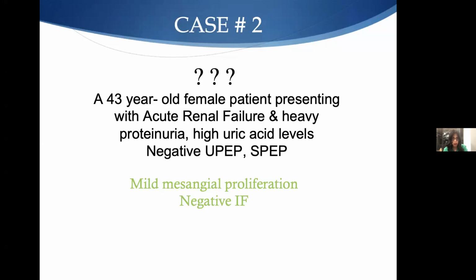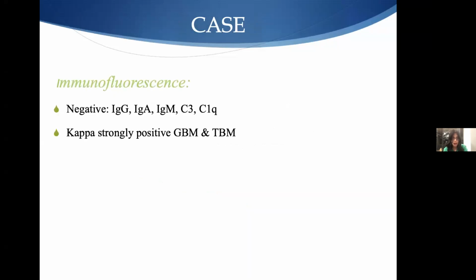However, with her lack of staining with the PAS stain, we went on and did kappa and lambda. There was something on the basement membrane preventing it from being stained with the PAS stain. And so the ultimate candidate was actually light chains. And she turned out to be strongly positive for kappa in her glomerular basement membranes and tubular basement membranes. And I'm going to show you her EM.